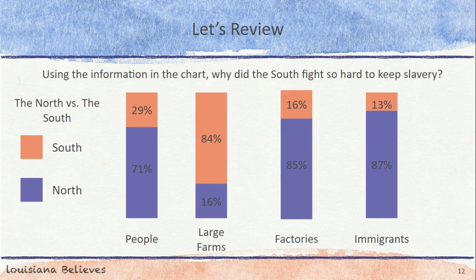You might have said that the South fought hard to keep slavery because they had 85% of large farms in the country. Those large farms needed lots of workers and slaves were inexpensive. You may have also said that the South relied very heavily on farming, while the North had other ways to make money, like making things people needed in factories. 85% of factories were in the North.